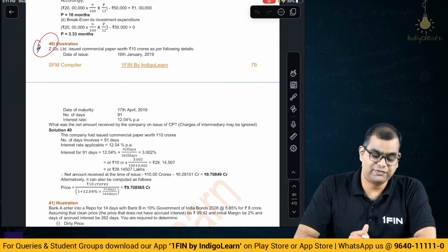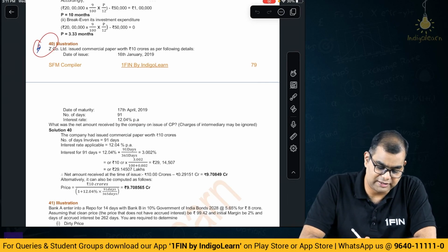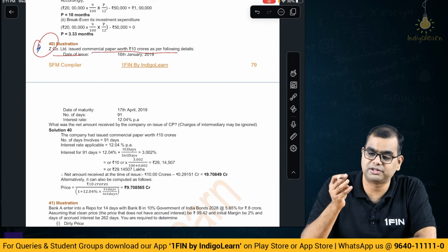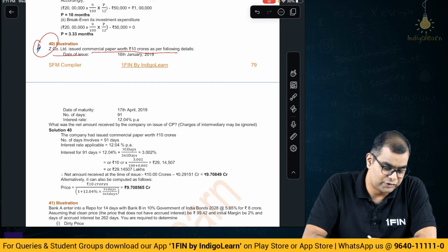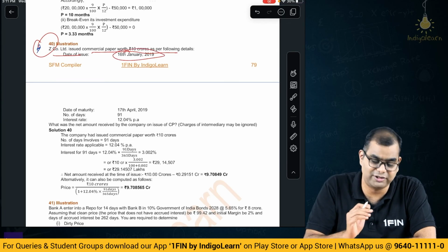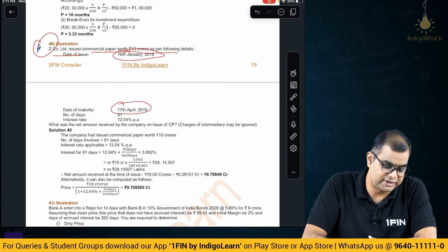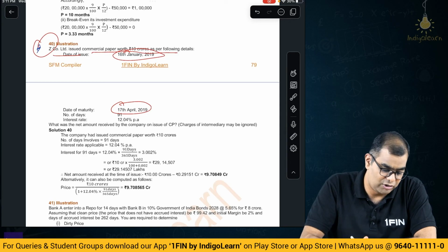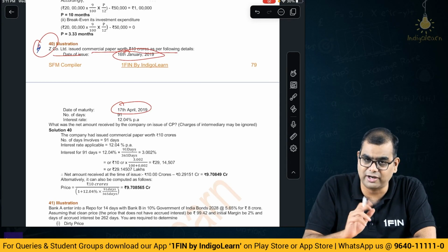Let's go there. Let us first look at a simple question, then we'll go to slightly more complex questions. So, Z Limited issued commercial paper worth 10 crores. Please note, commercial paper is issued at a discount. As per following details, date of issue is 16th Jan. So, if it is issued on 16th Jan, you get money on 16th Jan. Date of maturity is 17th April. That means money goes out on 17th April. So, you don't pay interest for 17th April. Okay, this is 2019. 2019 is not a leap year.